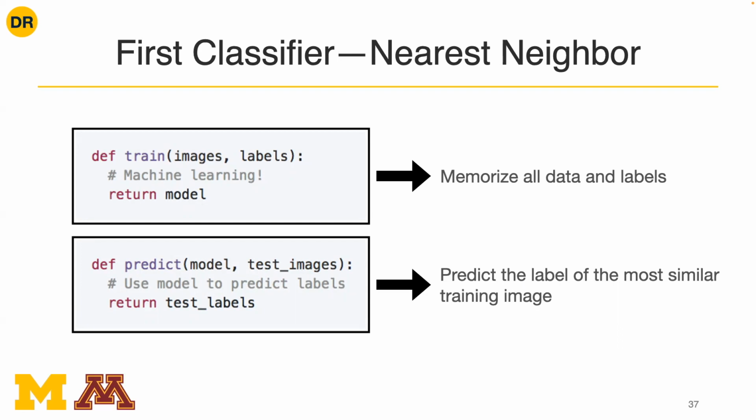So in the case of the nearest neighbor algorithm, which is our first model, the training function is just going to memorize exactly all of the training images and all the training labels that we're giving to it. The predict function, on the other hand, is going to try and predict the label according to the most similar training image that we saw during training. So that, at the highest level, is our goal for writing code that implements this train function and this predict function.